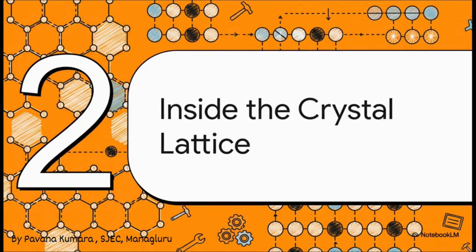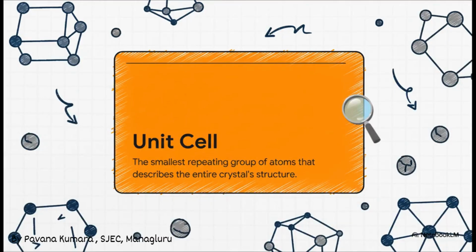All right, let's zoom in on that paperclip. We're going deep inside the crystal lattice to see what's really going on. So that whole organized structure isn't just random. It's actually built from this one tiny, repeating group of atoms. We call it a unit cell. Honestly, the best way to think about it is like a single Lego brick. You take that one brick and you just keep adding identical ones on top, to the side, in front, and behind, and pretty soon you've built the entire crystal.